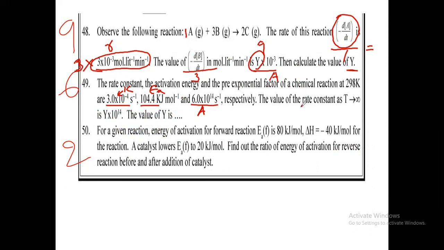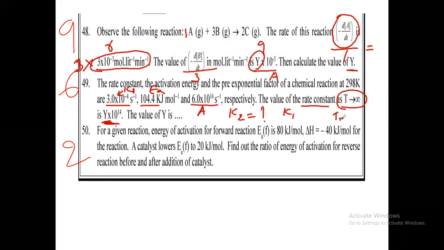The value of the rate constant as temperature becomes infinite is given here. The rate constant is given 5 into 10 power 14. So now this way we have to understand: initial rate constant is given, final rate constant we have to get actually here, y into 10 power 14. So K2 value we have to get. And K1 value is given, 3 into 10 power minus 4. K1 is given, K2 we have to get.